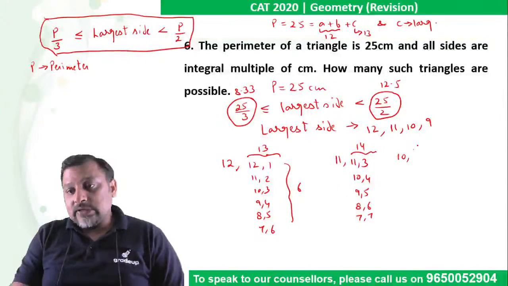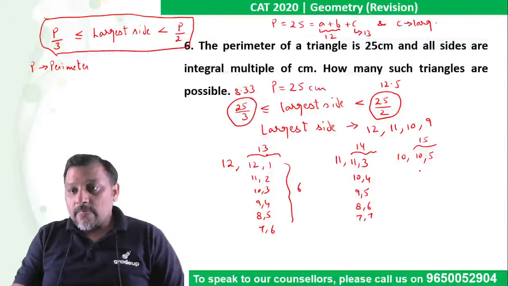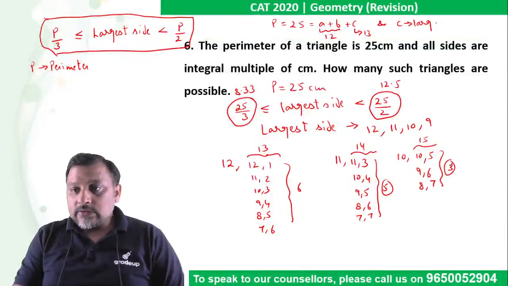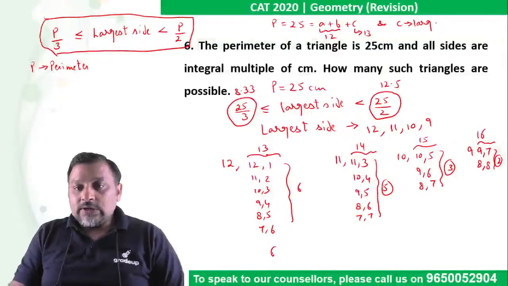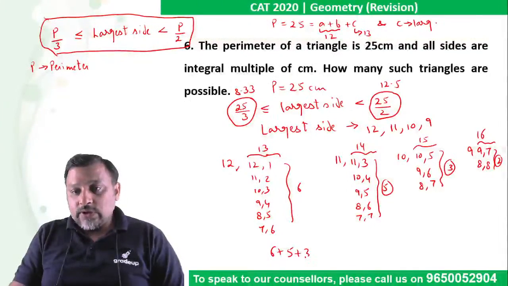Similarly, if it is 10, the sum of the other two needs to be 15. So 5 triangles, 3 triangles, and if the largest side is 9, the sum of the other two needs to be 16. It can be 9, 7 or 8, 8, that is 2. So the answer is 6 plus 5 plus 3 plus 2.